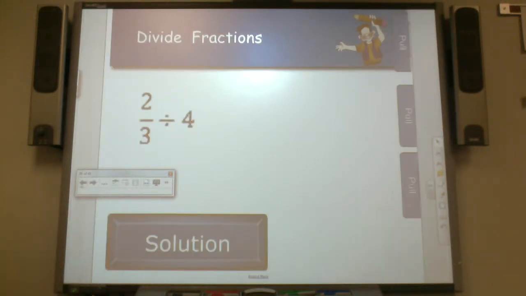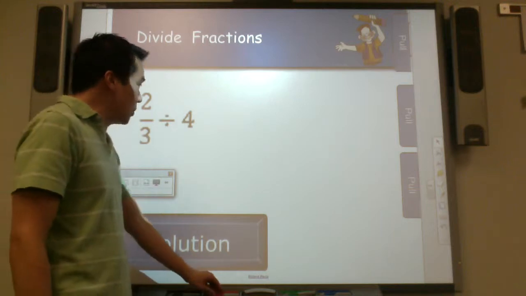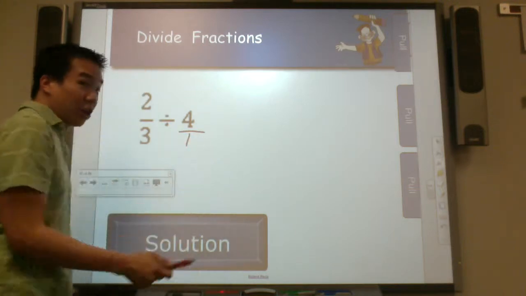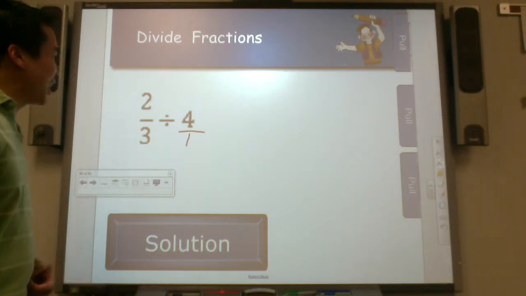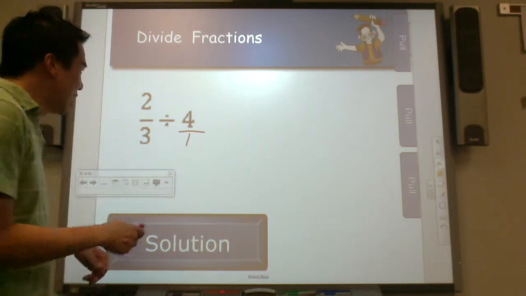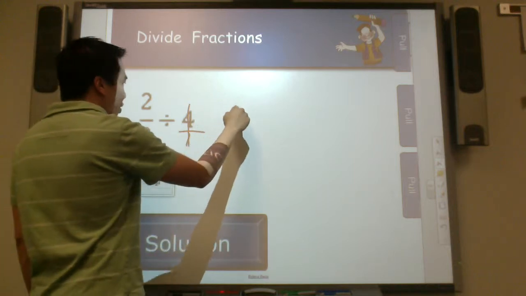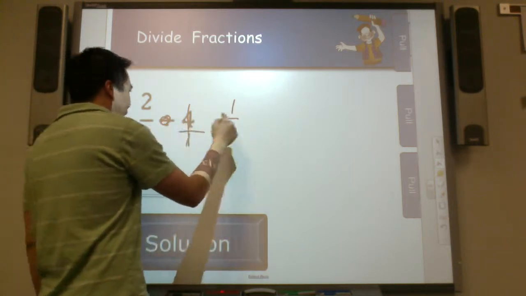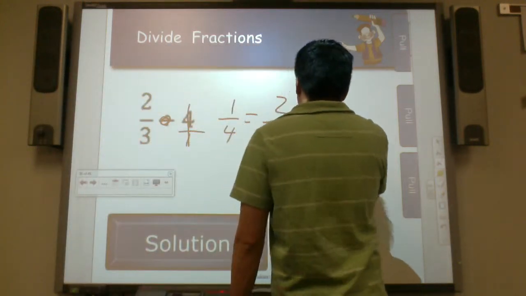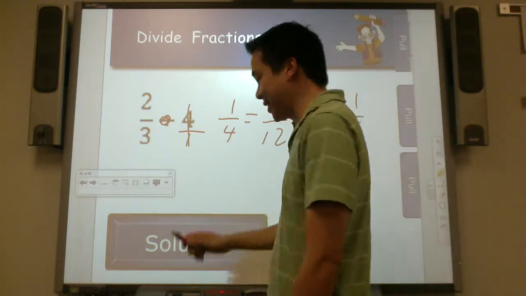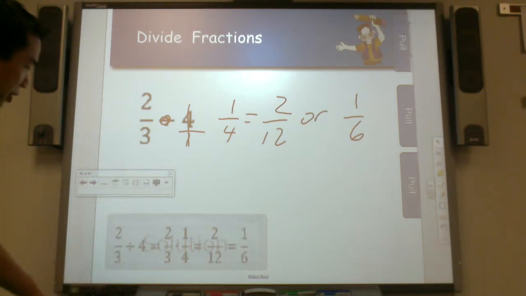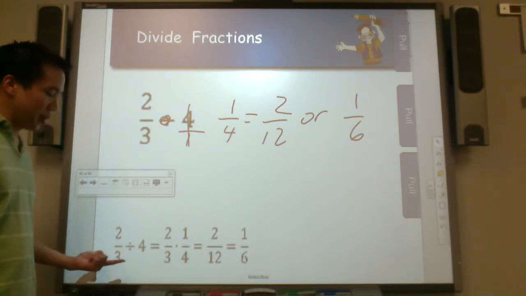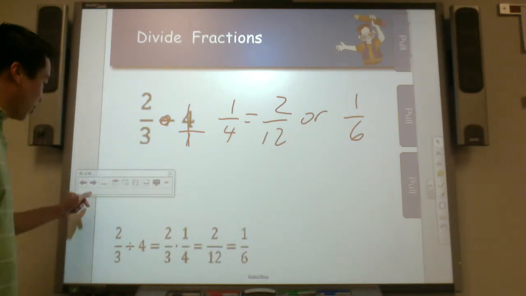Let's do this last one. Again, in this last one, just write it as a fraction because we are dividing fractions. We're not dividing a fraction by a whole number, we're dividing fractions. So now, dividing fractions, give it a try. Flip the second fraction and multiply. You get 2/12 or 1/6. And let's look at a solution. Because 2/3 divided by 4 is equivalent to 2/3 times 1/4.